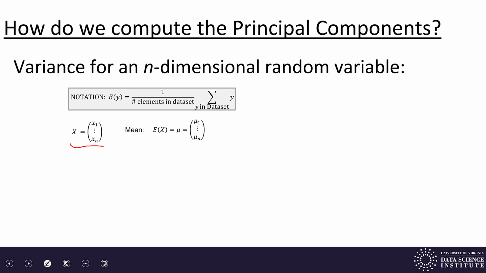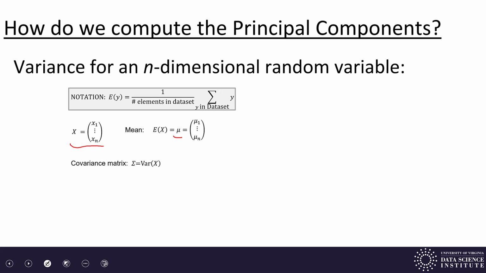Just a comment on notation for us and for the textbook. We won't always put a lot of effort into showing these things are vectors. So mu is the mean of our data set, and it's a vector. Sometimes in physics you'll see arrows on top or bold or different notations to point out that that's a vector.